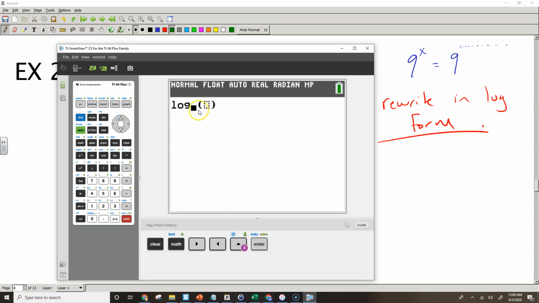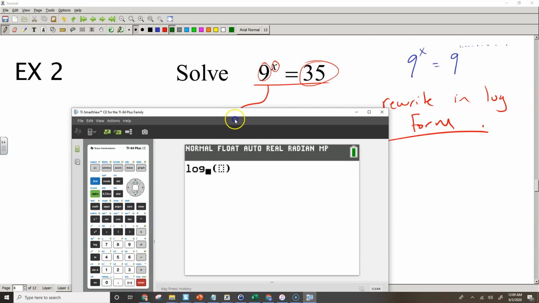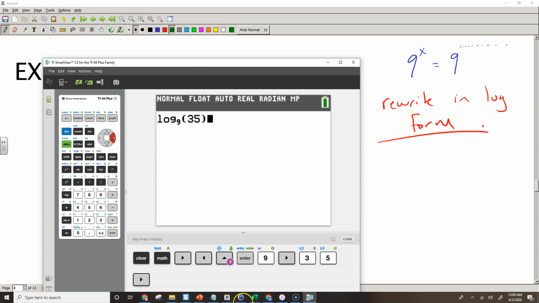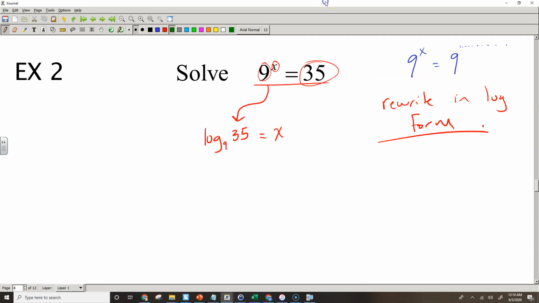If I click on that or press it, notice that we have a log where I can type in both the base and the number here. So if I want to figure out what is log base 9 of 35, I can type in the base 9 and 35, and I can ask the calculator what that is, and it's going to be some approximate answer, in this case 1.618. So since this is an approximate answer now, I'm going to say x is approximately 1.618.